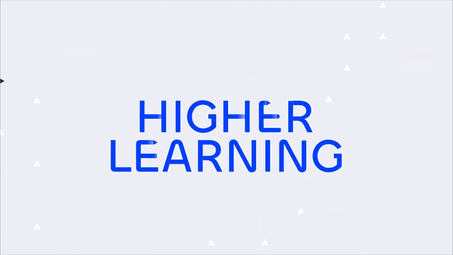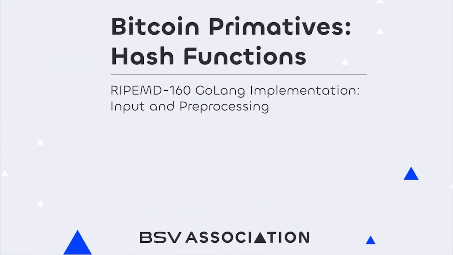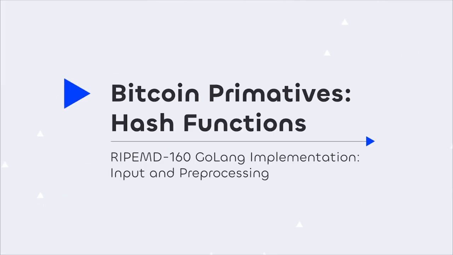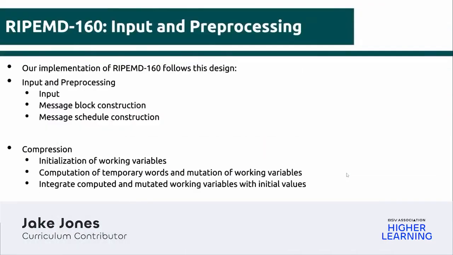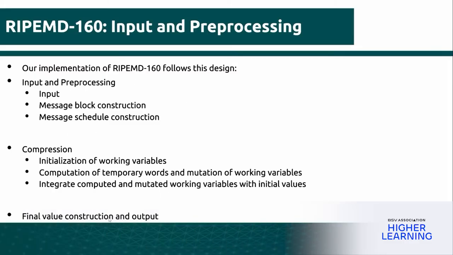In this series of videos, just like in chapter 4, I'm going to take you through another GoLang implementation of a hash function. This time it's going to be RIPEMD 160 instead of SHA-256. What was interesting about RIPEMD 160 is it follows the same Merkle-Damgard structure as SHA-256. So we have our input and pre-processing, our compression, and then our final value construction and output.